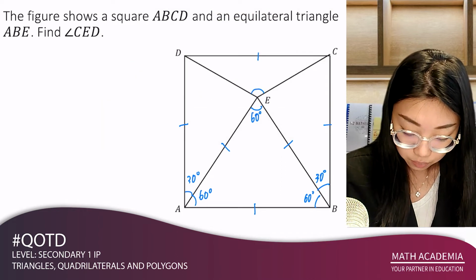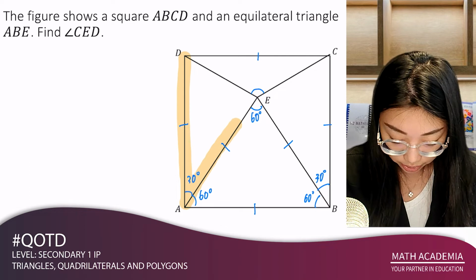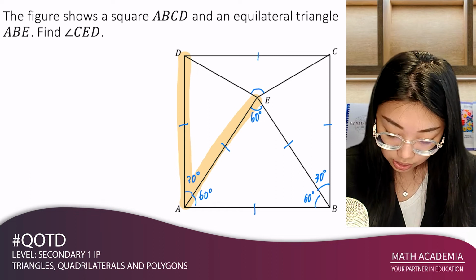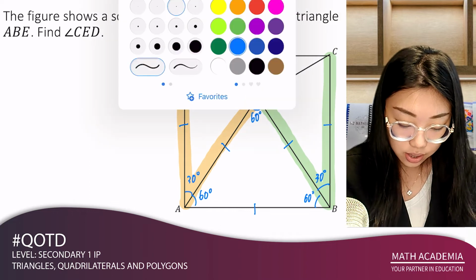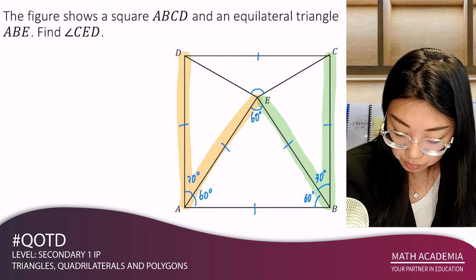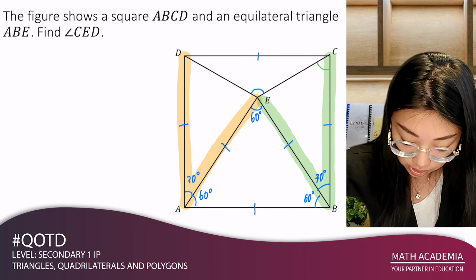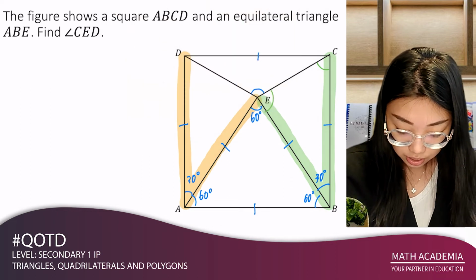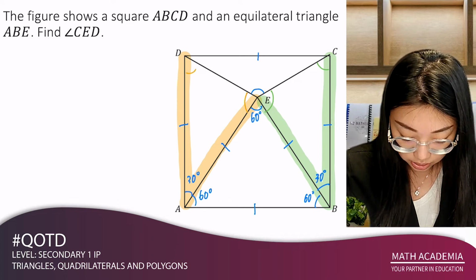Now let's study the diagram. We will realize that triangle DAE is an isosceles triangle and triangle BCE is also an isosceles triangle. So the properties of an isosceles triangle are that they have two equal sides and two equal angles. This means that angle BCE would equal angle CEB, and angle DEA would equal angle ADE.